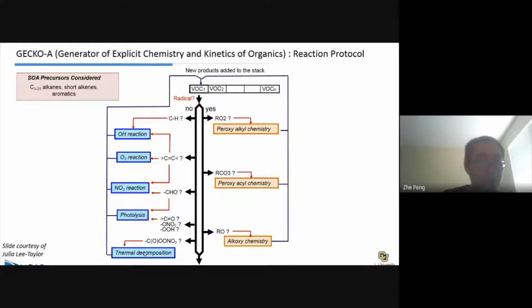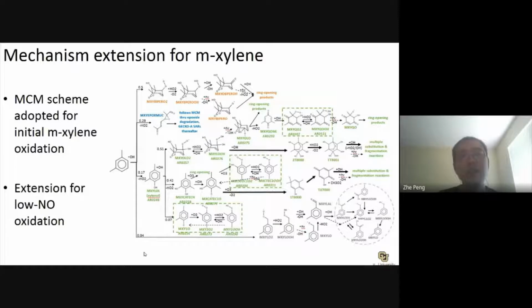And for some special types of precursors, GECKO can't use existing structure activity relationships to write their mechanisms. For example, for aromatics, take this aromatic m-xylene. It takes the scheme from MCM, in this case for initial m-xylene oxidation. But the MCM scheme is mainly for high NO chemistry. So at low NO, some species in the scheme may be left as dead ends because they only react with NO. To avoid that, the scheme is extended for low NO oxidation with a lot of help from John.